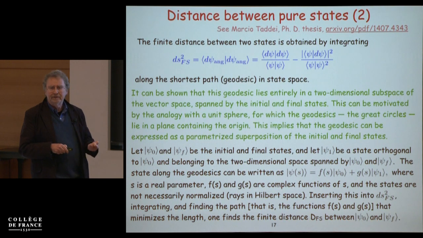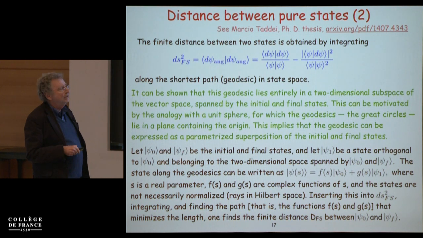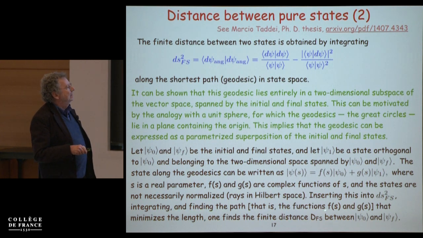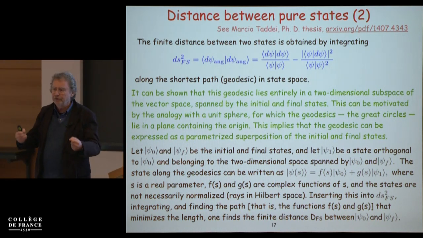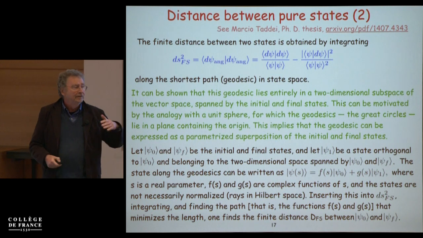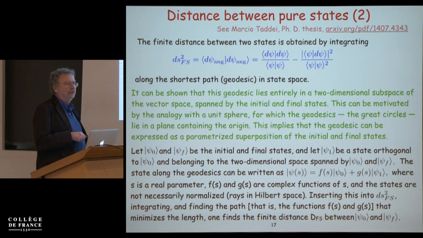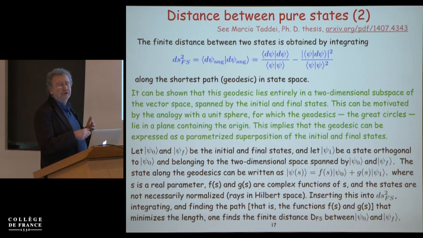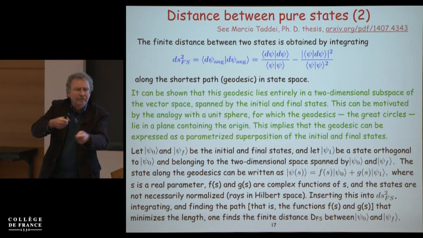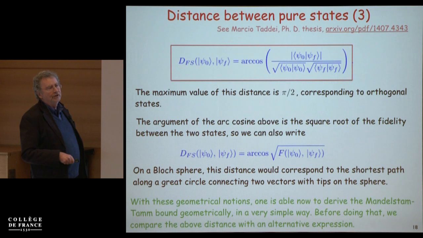Now we turn the crank. We take this expression, we replace it into this expression for ds squared, and we integrate and find the path that minimizes the length. We now have two functions, and we have to look for the functions f of s and g of s that minimize the length. And then by doing that, we find the finite distance between psi 0 and psi f. So that's the general idea. If you want to look at the calculations, they are not very involved, but you have to do this minimization.